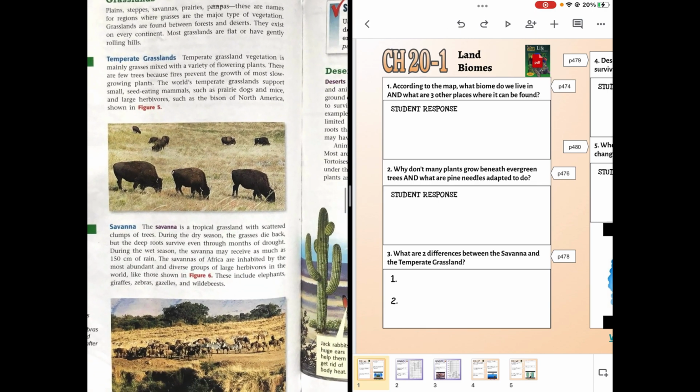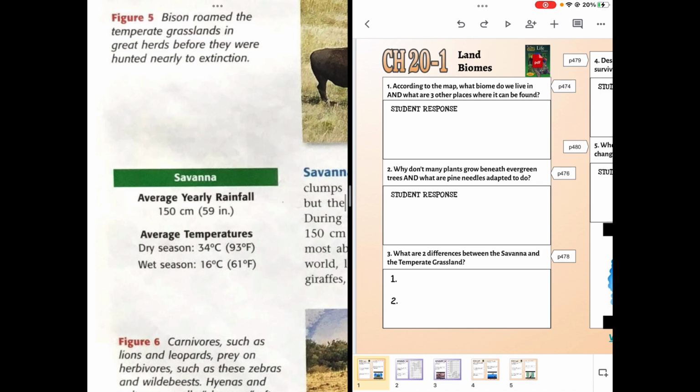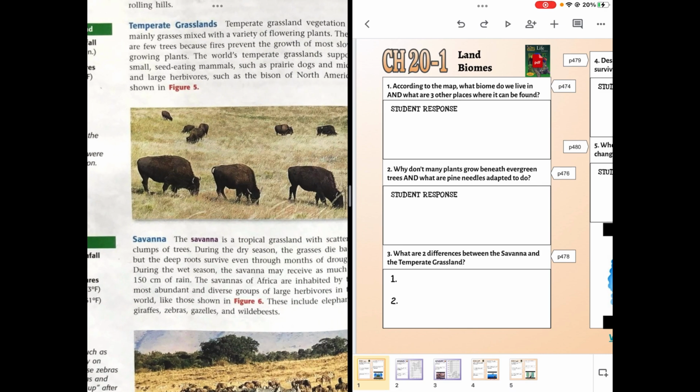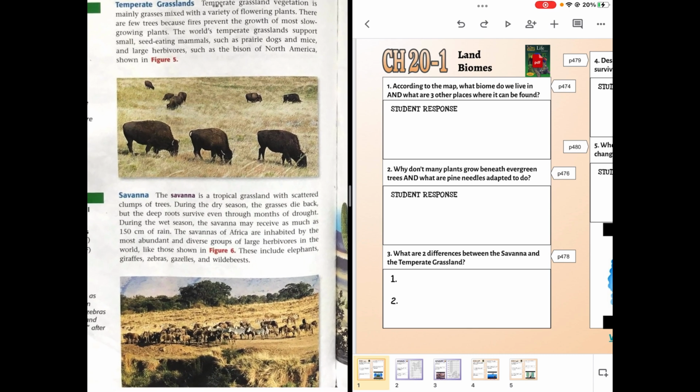And we have 2 types of grasslands. Temperate grasslands, which would be like the American prairies, and the savanna, which is a tropical grassland. What are 2 differences between them? Well, we can either read the boxes about temperature and rainfall that they both have, or we can read the paragraphs. But it basically boils down to what does savanna have that the temperate grassland is lacking? There's definitely more than 2 answers that are possible here.